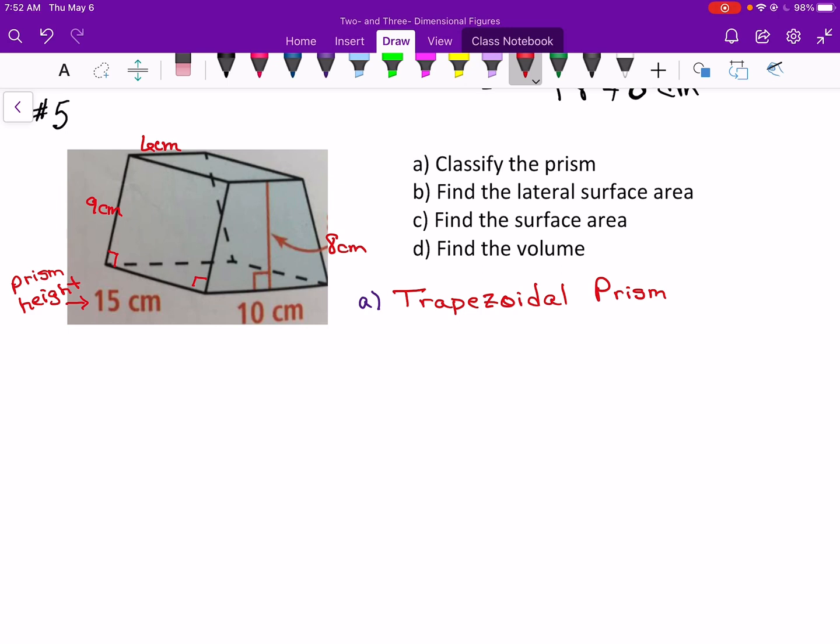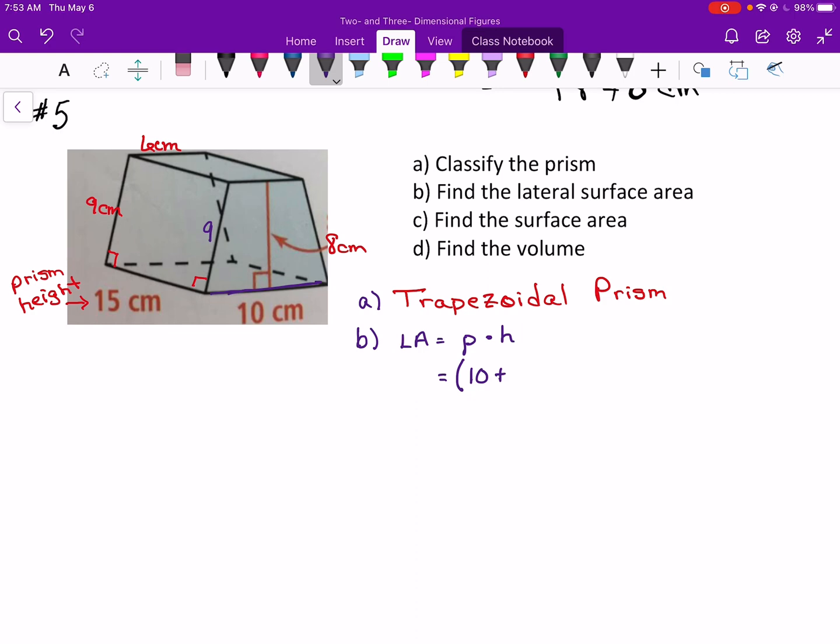Okay, part B. Part B is find the lateral surface area. Lateral area is found by taking the perimeter times the height. That's the perimeter of one of the bases. So let's check that perimeter. All right, it is 10 across the front, on the bottom.